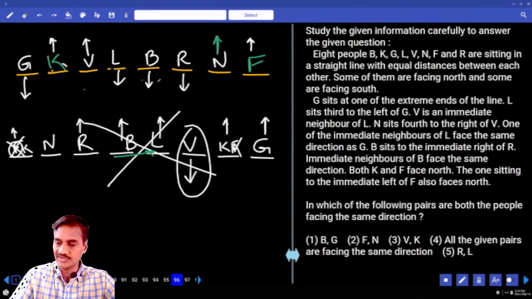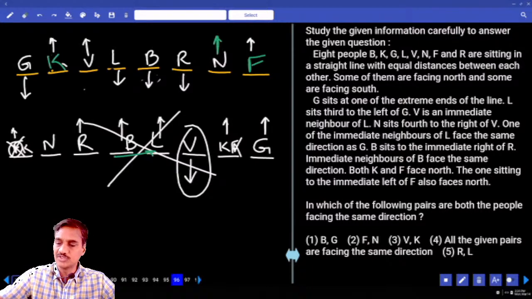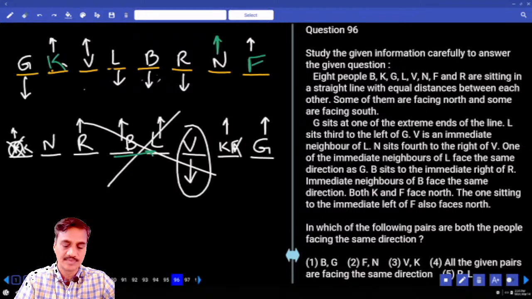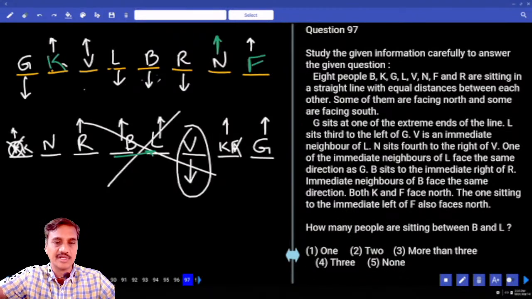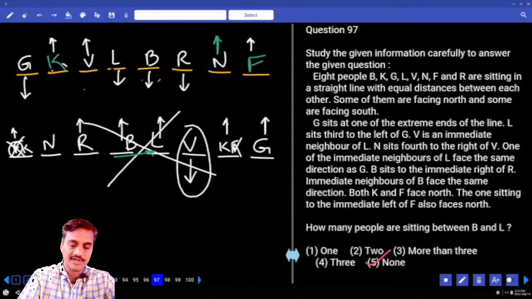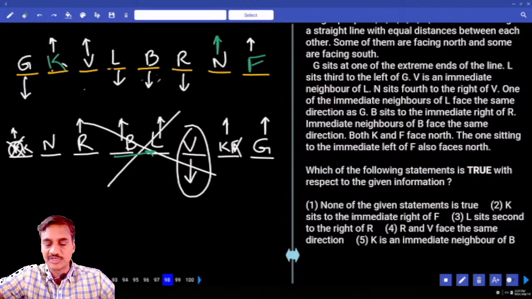And 96, in which of the following pairs are both the people facing the same direction? B and G, are they facing towards the same direction or not? Yes. And next one, F and N. F and N are also facing the same direction, so all the given pairs. That is choice 4, question number 96. Then coming to 97, how many people are sitting between B and L? In between B and L, there is no one, since both persons are adjacent to each other, so none of these, choice 5.